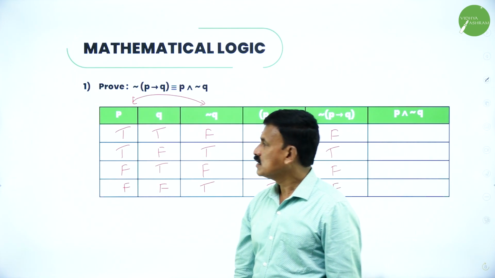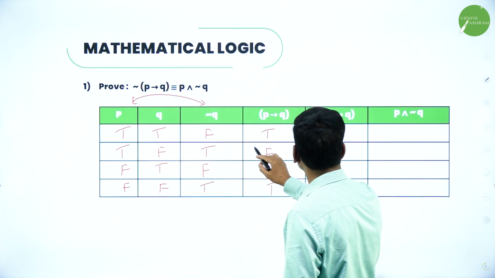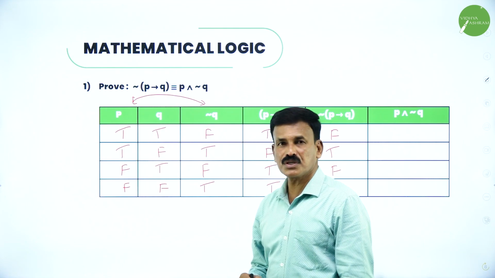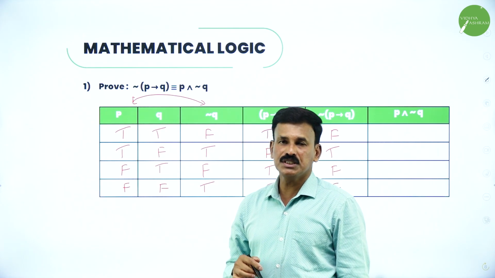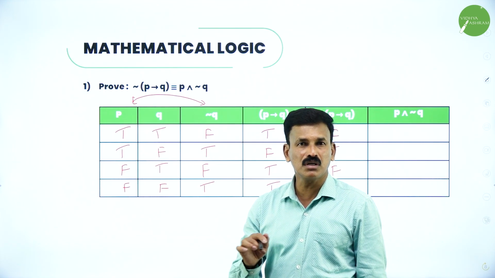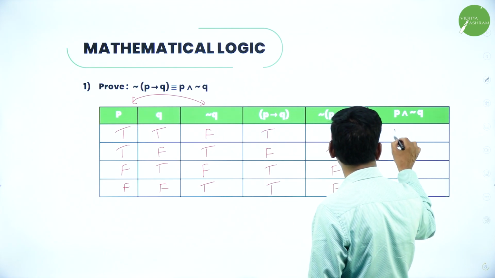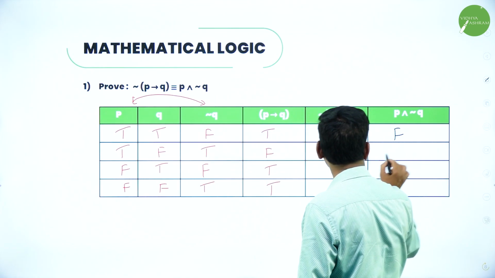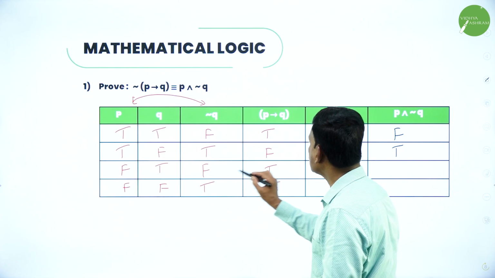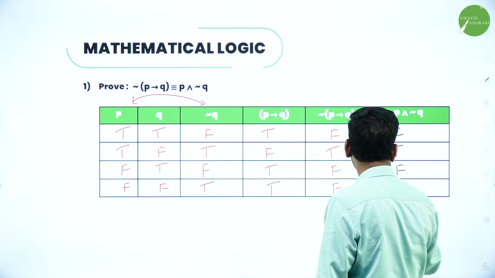Now just write down the conjunction for P and negation Q. For these two we are going to write the conjunction. So what is the condition? If both the statements are true, then it is true. True and true is true. In all other cases it is false in case of conjunction. True and false is false. Again, true and true is true. Again, false and false is also false. False and true is also false.